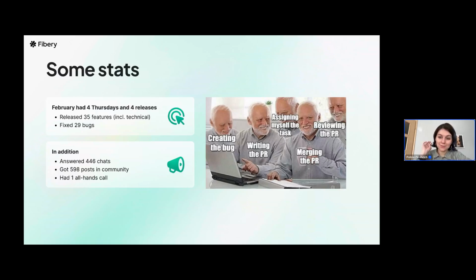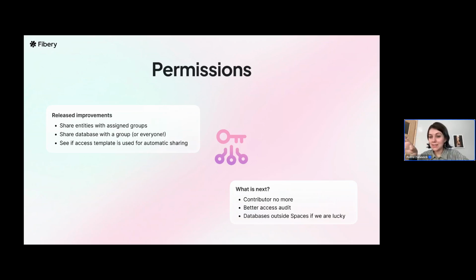So in February, there were only 4 Thursdays, and we had 4 releases. And during those 4 releases, we released 35 features, including technical ones. Technical means that maybe it wasn't a part of the public announcement, but it delivered some value. And we fixed 29 bugs. Not that much, but I hope that's enough. We also answered 446 new chats, not including the continuous ones. We had almost 600 posts in the community, and that's absolutely stunning. So thanks to everyone who is contributing to our community. And as a team, we had only one all hands call. So we don't have that many calls as a team, and I'm proud to say that we have at least one a month.